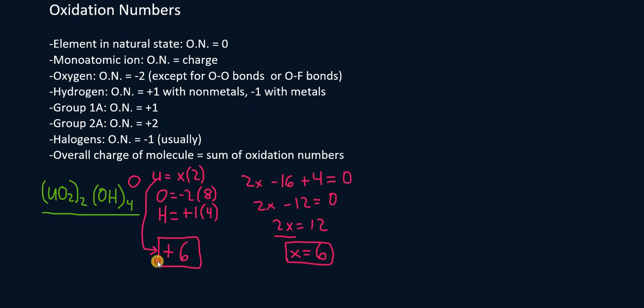And it's that simple. You stick it in an algebraic equation and solve for X based on the other elements that you know in the molecule. So uranium in this case would have an oxidation number of plus 6.